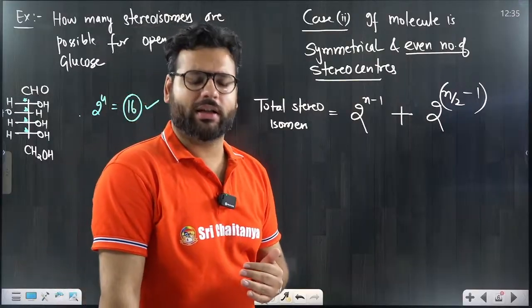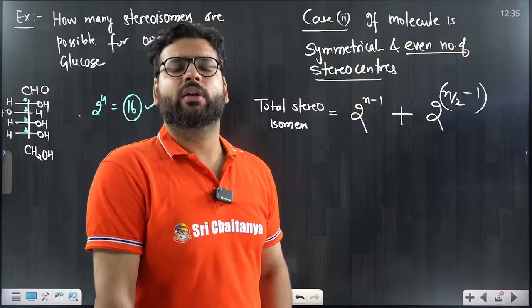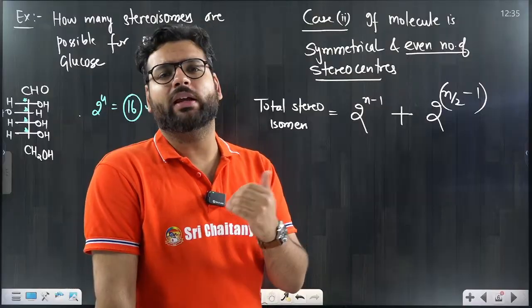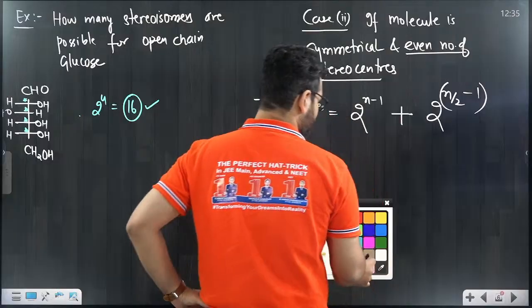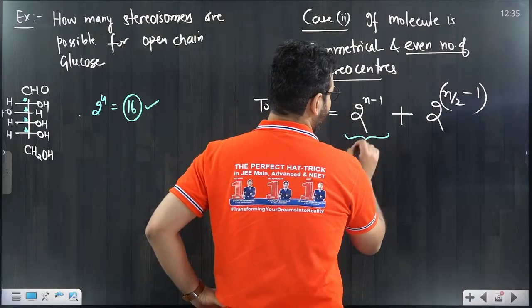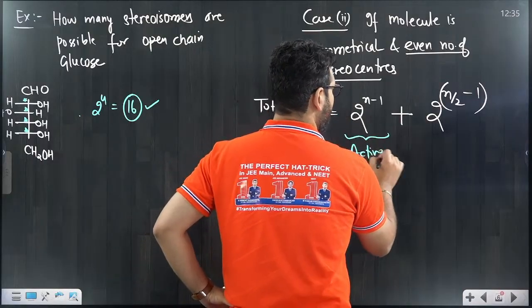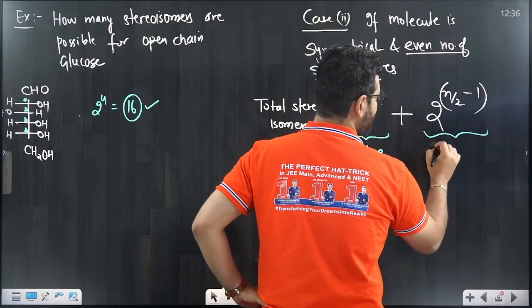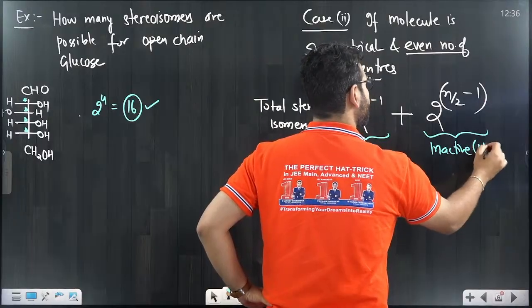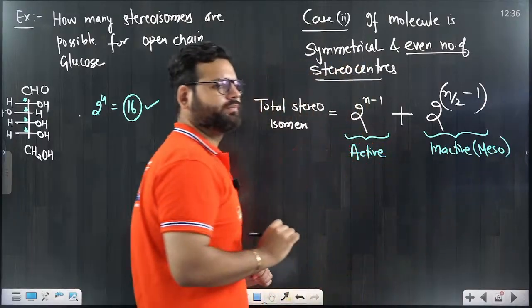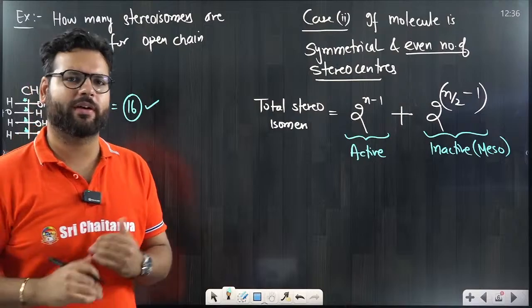I showed you in the last class, if chiral carbons are present, still there can be optical inactivity because of meso compound. So the formula will become 2 to the power n minus 1 active and 2 to the power n by 2 minus 1 inactive. Inactive means meso compounds. Okay, so this is the way to check.